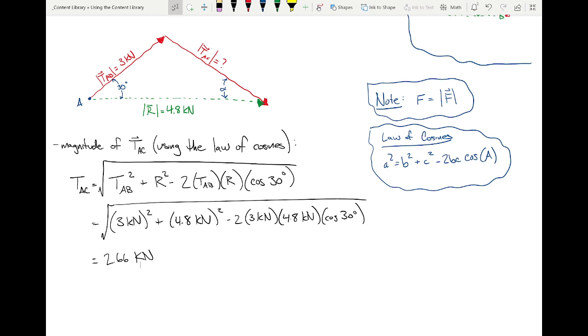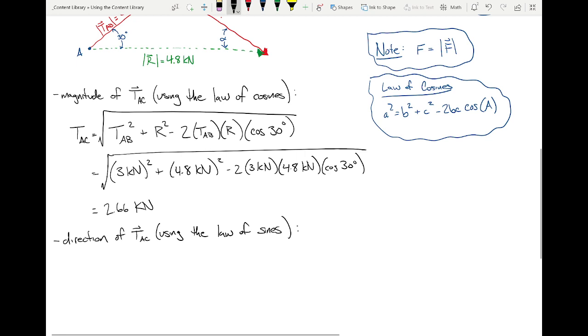So what we can do is say, the sine of 30 degrees over this equals the sine of alpha over 3 kilonewtons, right? Remember, it's opposites. So maybe I'll do that symbolically so that we can follow it. So let's look at the direction of TAC using the law of sines.